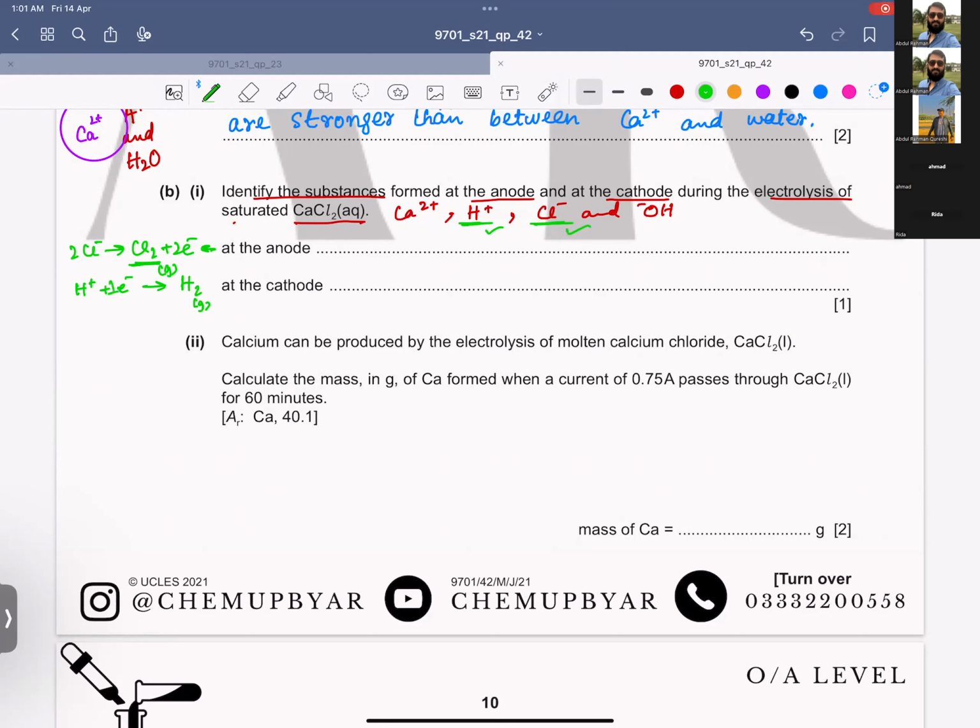Does saturated mean dilute or concentrated? Yes, because if the term saturated is written, then it means it is the solution in which the maximum amount of calcium chloride is dissolved. And if I try to add more calcium chloride to it, it would not dissolve. That's what saturated means, that it already has the maximum capacity of solute dissolved in it.